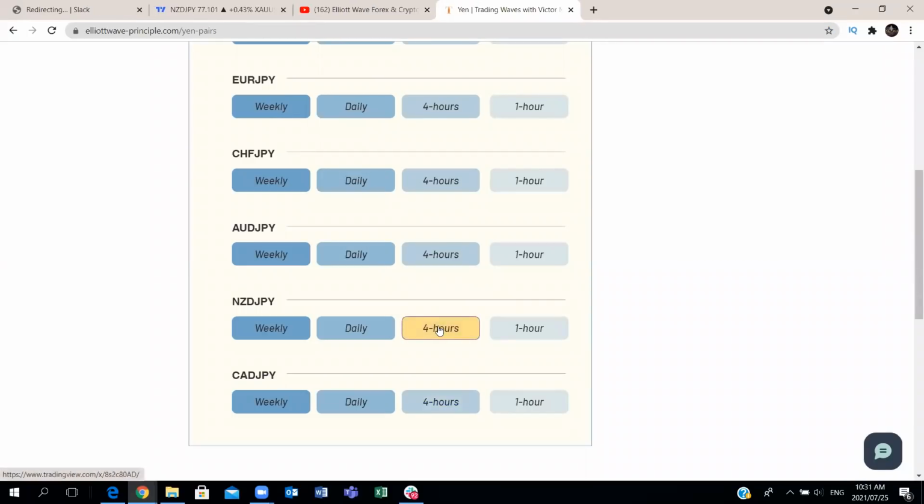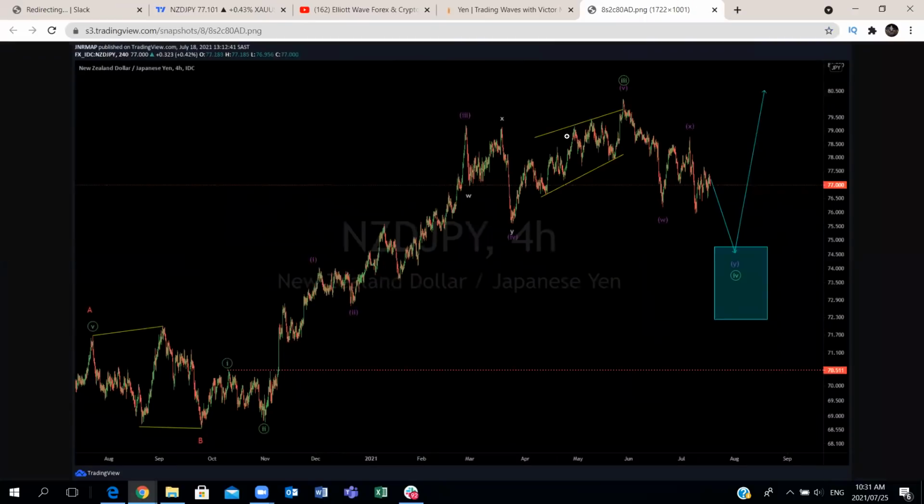New Zealand 4 hour. As you can see here on New Zealand, we expected this to go into the blue box and push to the upside. Initially, another alternative was for this to be a three-wave structure, this to be a move to the upside and a move back here. I'll show you why the structure has changed there on the New Zealand, but this is what we're still expecting. Right, so let's go to the New Zealand here.